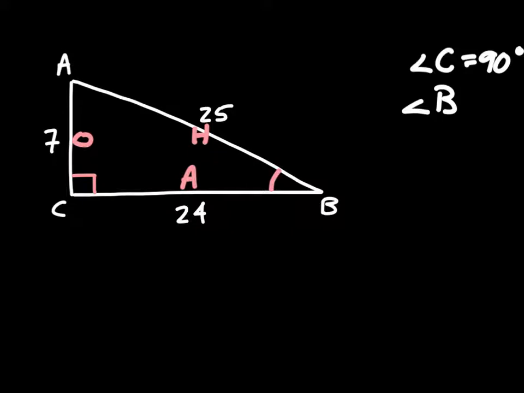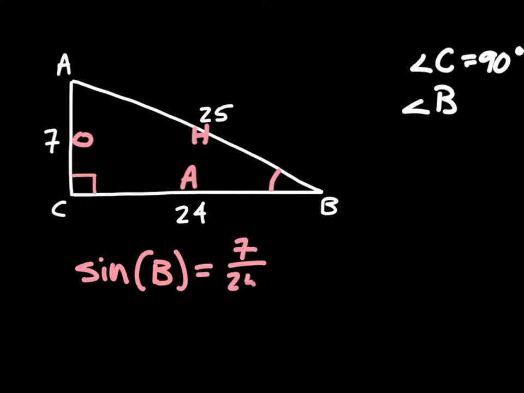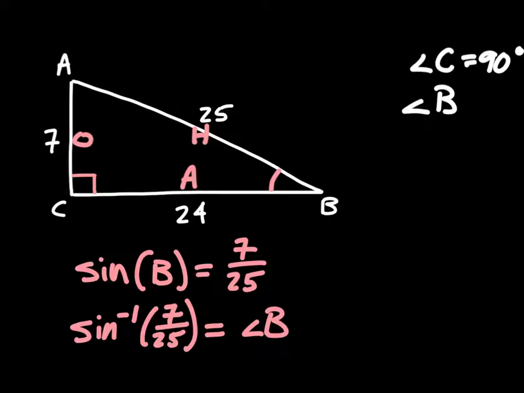What's your favorite? Do you have a favorite trig function? You like sine? Sine. So if I were to write sine of B, in this case, that would be my opposite side divided by my hypotenuse. So it would be 7 over 25. Now to find my angle measure, I have to do the inverse and switch it. So sine inverse of 7 divided by 25 is equal to angle B.